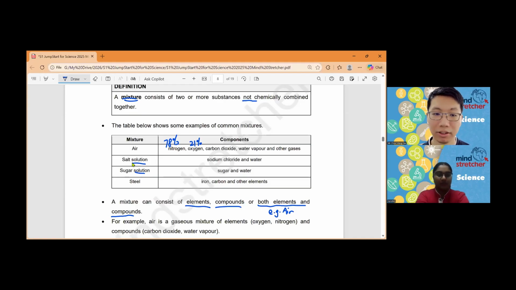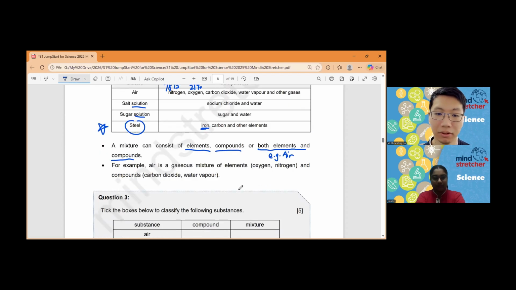Okay? Steel. Now, steel is very important, and students always make mistakes here. You may think that steel and iron are similar, but steel is a mixture. Iron is an element. Even though both are magnetic, that is because steel contains iron, making it magnetic as well. So iron is part of steel. Steel is a mixture.